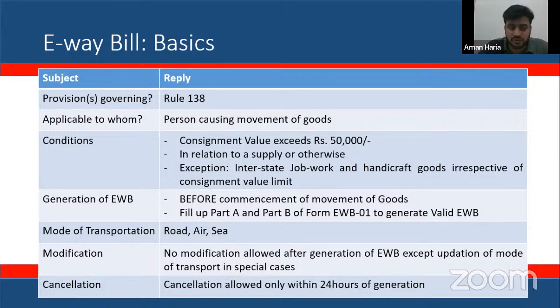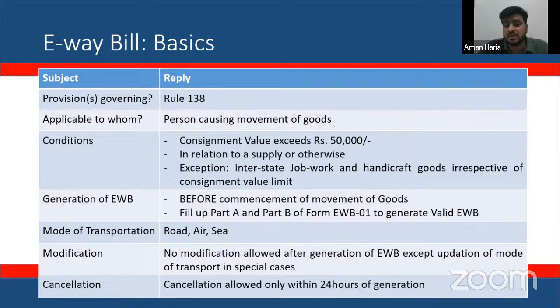And how do you do that? You fill up the Part A details, you fill up the Part B details regarding the conveyance, and only after Part A and Part B both are filled, a valid e-way bill is generated, and that e-way bill is required to be carried along with your tax invoice or delivery challan with the goods, the transporter or the vehicle which carries such goods. So the mode of transportation could be by any of the means of road, air, sea. Road also includes your railway movements.